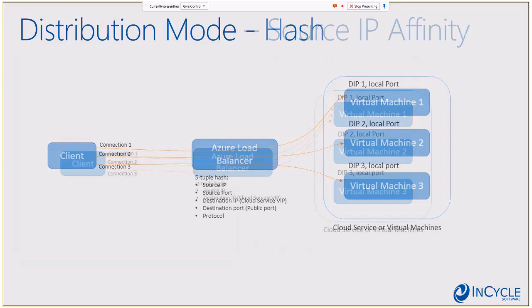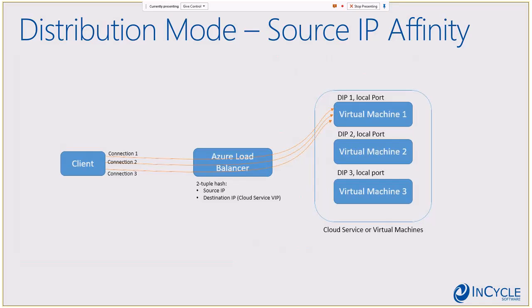A relatively new distribution mode is the source IP affinity, or IP affinity mode, and it's based off of a 2-tuple hash. So it's going to look at the source IP and destination IP and keep sending requests to that specific virtual machine. So you have some form of affinity, and that is selectable and configurable.